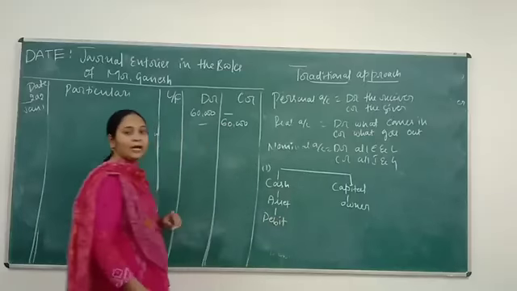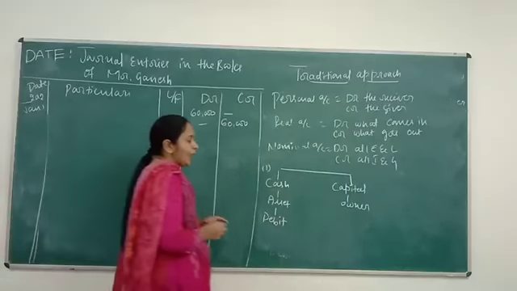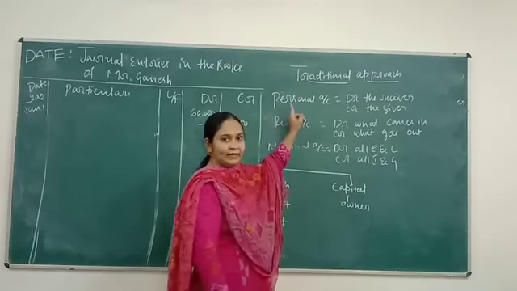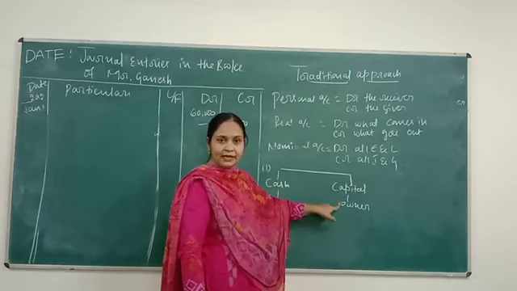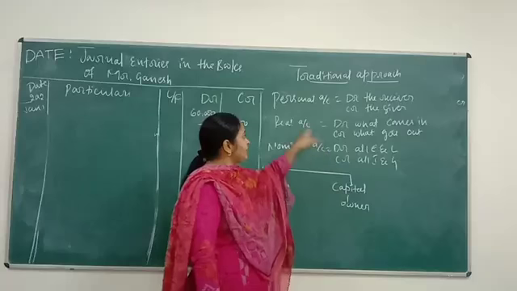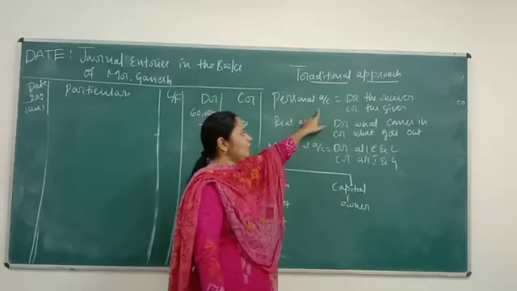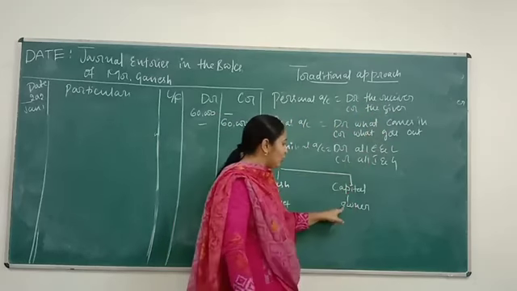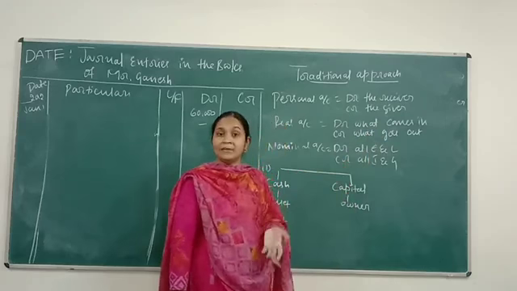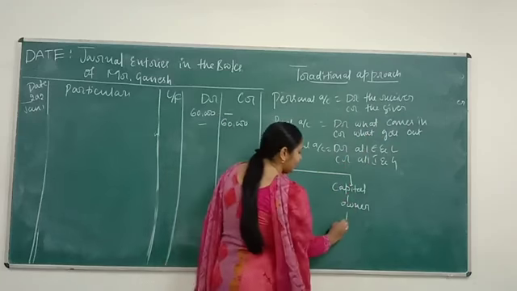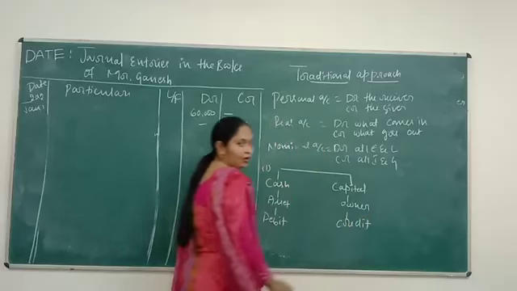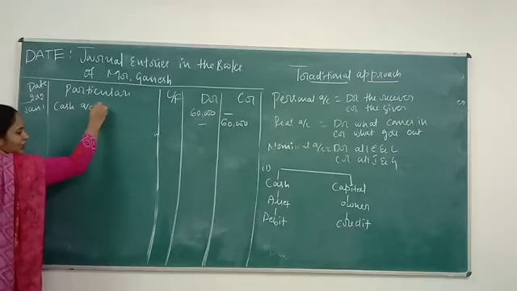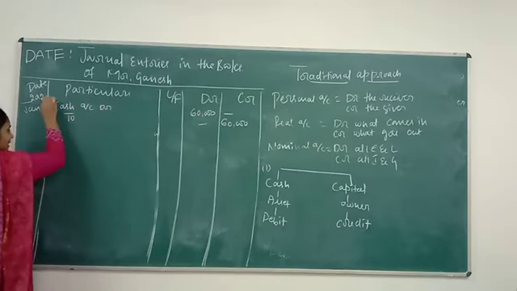Cash is coming into the business, so I should debit cash. Now capital: who is giving the capital to the business? The owner, a natural person, so I follow the personal account rule: debit the receiver, credit the giver. The owner is the giver, so I should credit the capital account. So what is the journal entry? Cash account debit, to capital account credit.